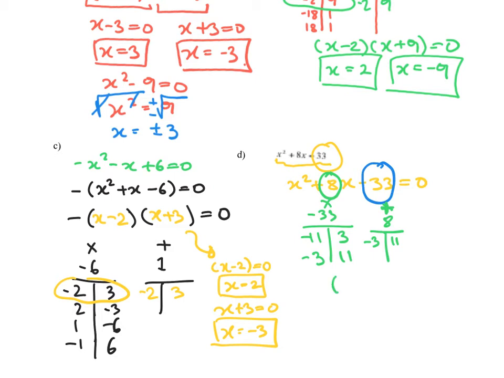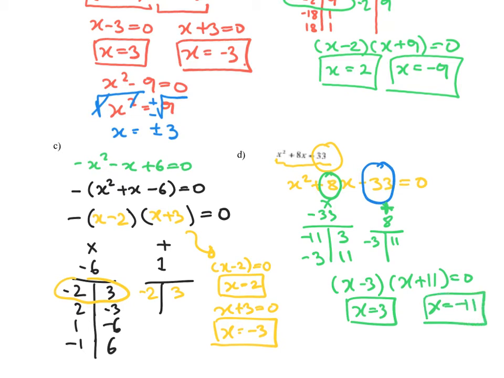Now let's say brackets, x take away 3, x plus 11 equal to 0. Solve it: x equal to 3, and x equal to negative 11. So again, two solutions. So that is part C. Now let's go to question 4.